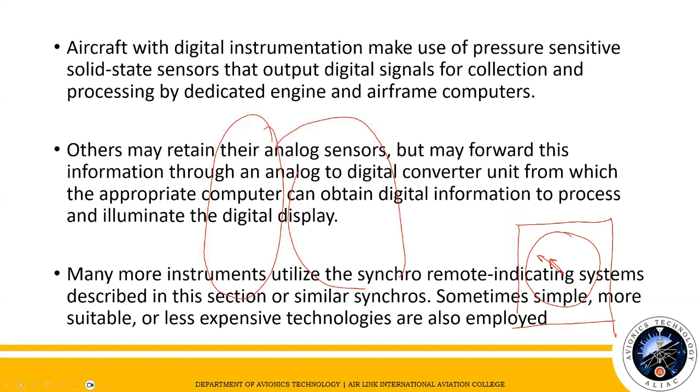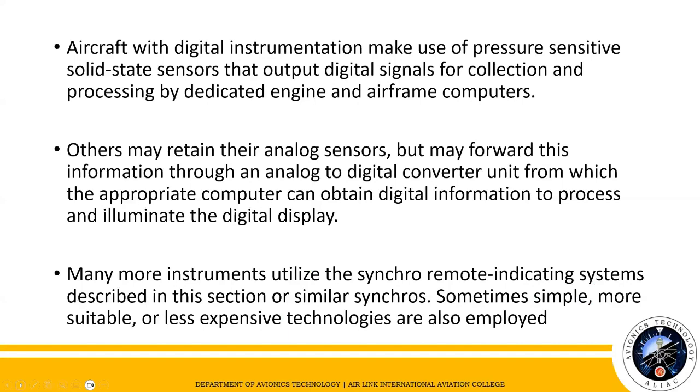So aircraft with digital instrumentation makes use of pressure-sensitive solid-state devices, sensors that output the digital signals for collection and processing by dedicated engine and airframe computers. Others may retain their analog sensors but may forward this information through an analog to digital converter unit from which the appropriate computer can obtain digital information to process and illuminate the digital display.